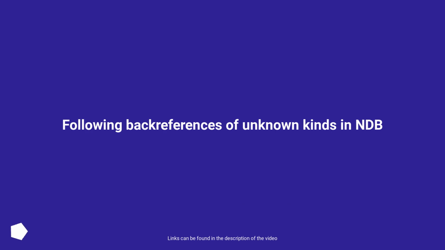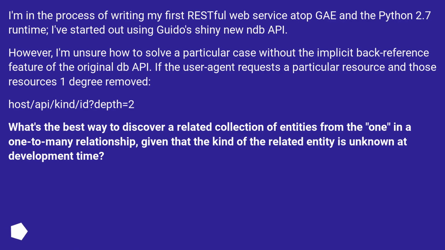Following backreferences of unknown kinds in NDB. I'm in the process of writing my first RESTful web service atop GAE and the Python 2.7 runtime. I've started out using Guido's shiny new NDB API. However, I'm not sure how to solve a particular case without the implicit backreference feature of the original DB API.